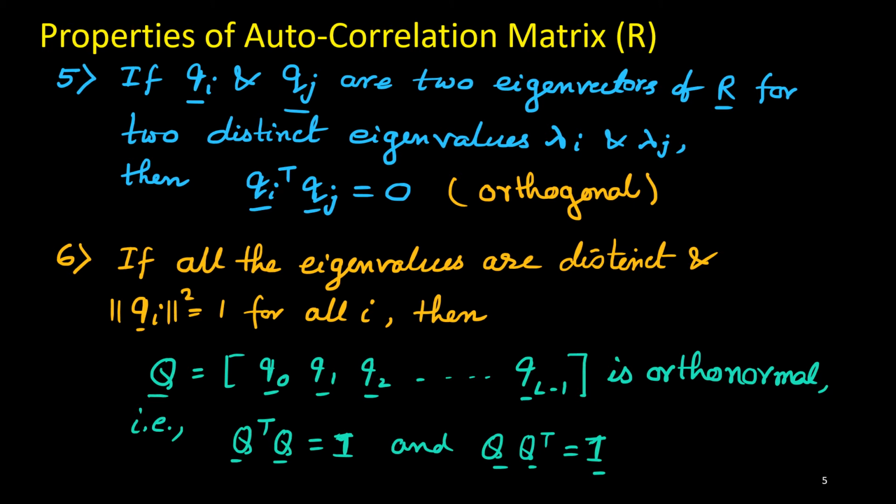And the sixth one says that if all the eigenvalues are distinct, then we can form a matrix capital Q where you will find the eigenvectors in column-wise form. This Q0, Q1, Q2, up to QL-1, all are eigenvectors. So this Q matrix will be orthonormal if all the eigenvectors have unity norm. It implies that Q transpose Q will become identity and Q times Q transpose is also identity, right?